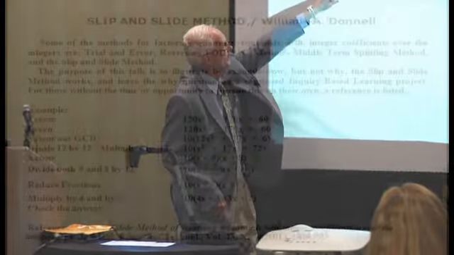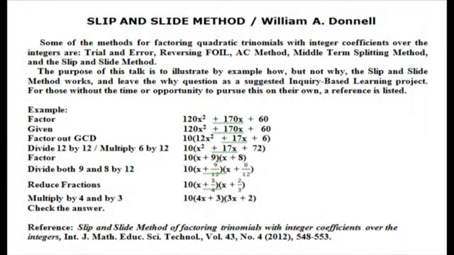What I'm putting up here, I've got one sheet for each of you, so you don't have to take any notes. This is sort of a little introduction. We're going to start with the quadratic trinomial with integer coefficients. The one I have here is 120x squared plus 170x plus 60. We want to factor that over the integers.